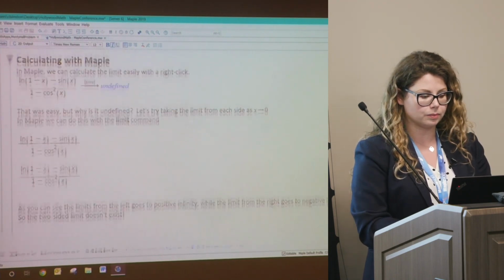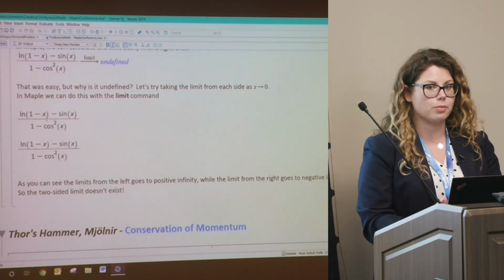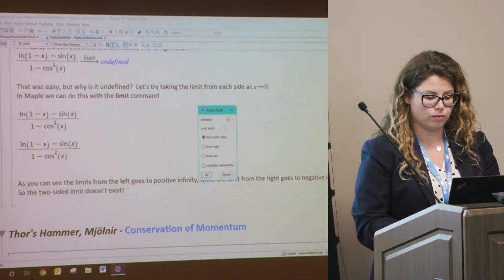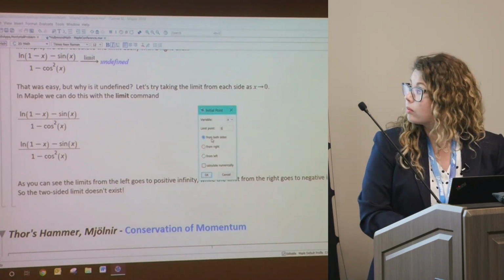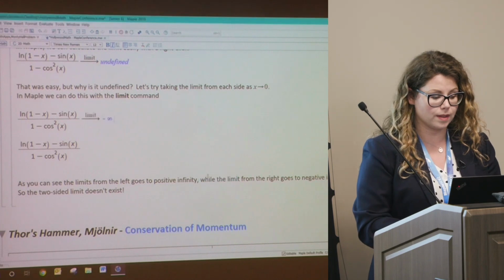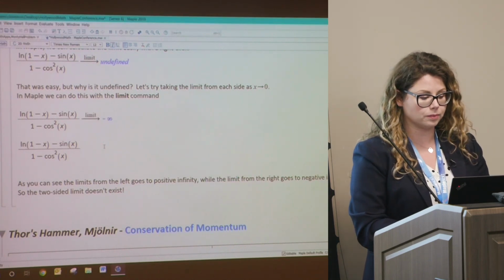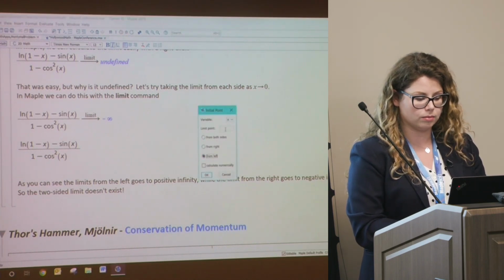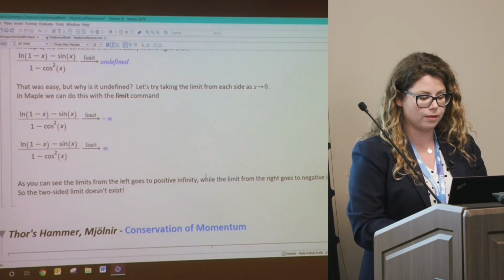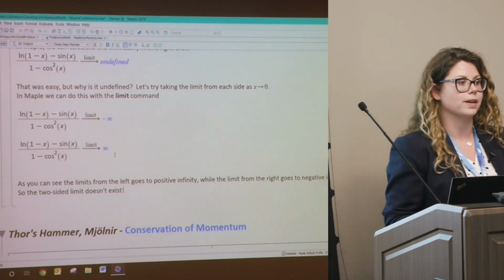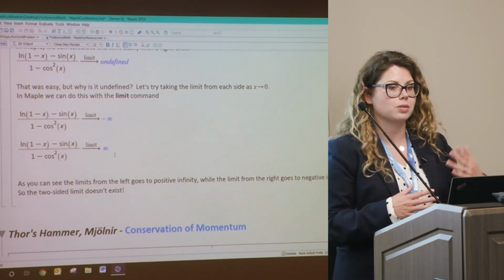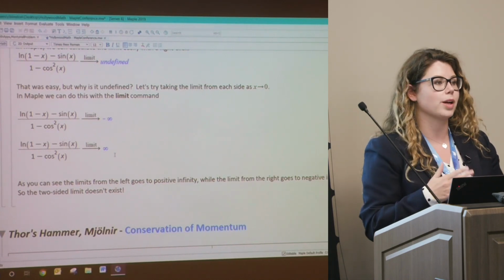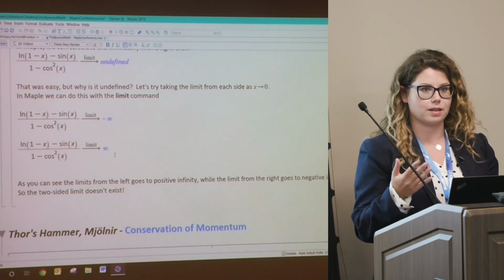Why is that the case? So if we look at it from both sides, we can break down the limit. The limit from the left side is negative infinity. And again, the limit from the right of 0 is positive infinity, hence undefined. So it's just a neat way to explain to students why something is the case, being able to break down those problems a little simpler than, oh, it's undefined.